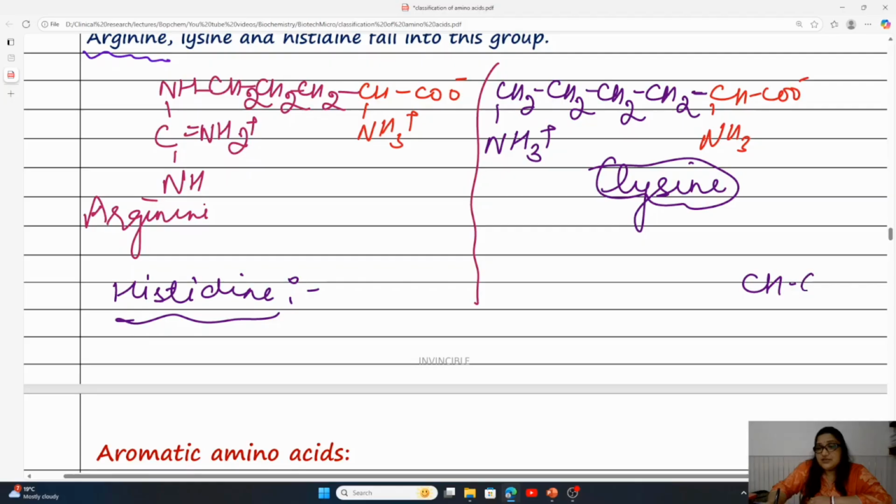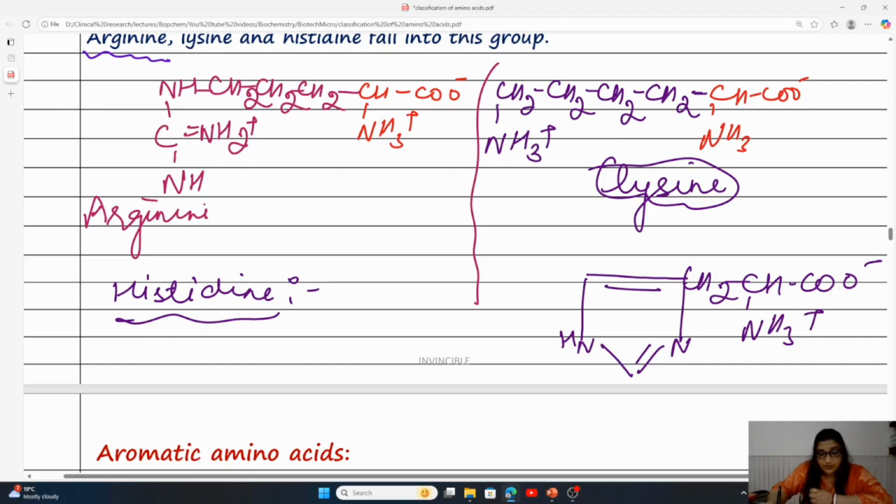So CH, C double bond O negative, NH3 positive, CH2. Now here is the ring: NH, N, double bond. Okay? And this ring is the imidazole ring. This is the imidazole ring.